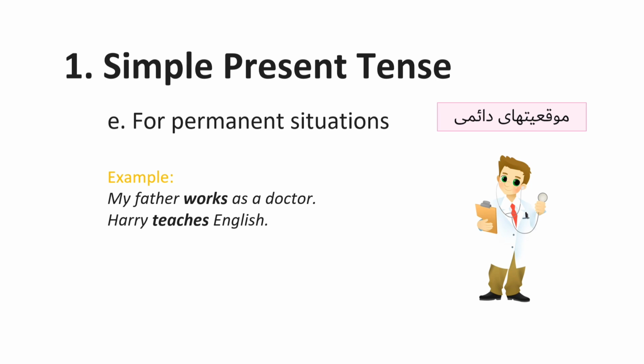The last way we use simple present tense is for permanent situations. So something that goes on permanently, not just for a short time, but for a long time. My father works as a doctor, so that means my father's job is being a doctor. So he works as a doctor. That's a permanent situation. Or Harry teaches English. Harry is probably an English teacher and he teaches English.